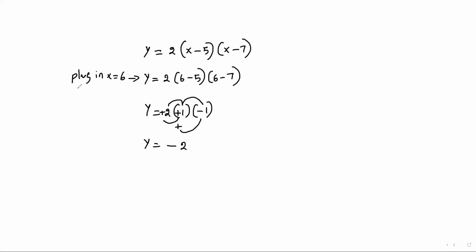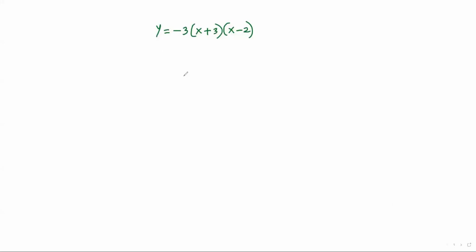So when I plug in x is equal to 6 into the given quadratic function, I get y is equal to negative 2. So the vertex of the given quadratic function is (6, negative 2). Okay, let's look at one more example.